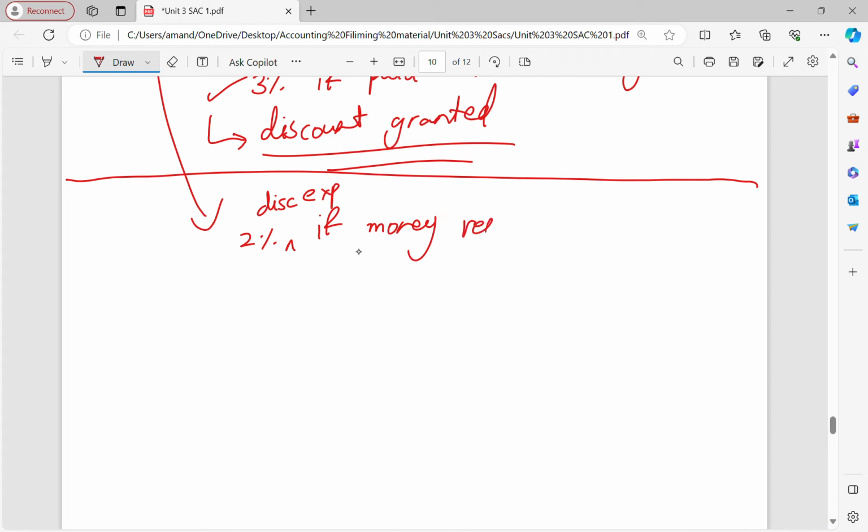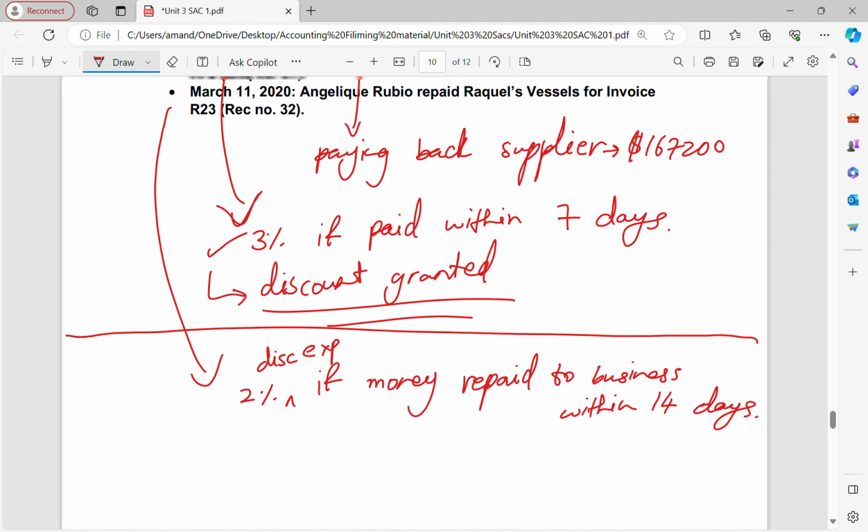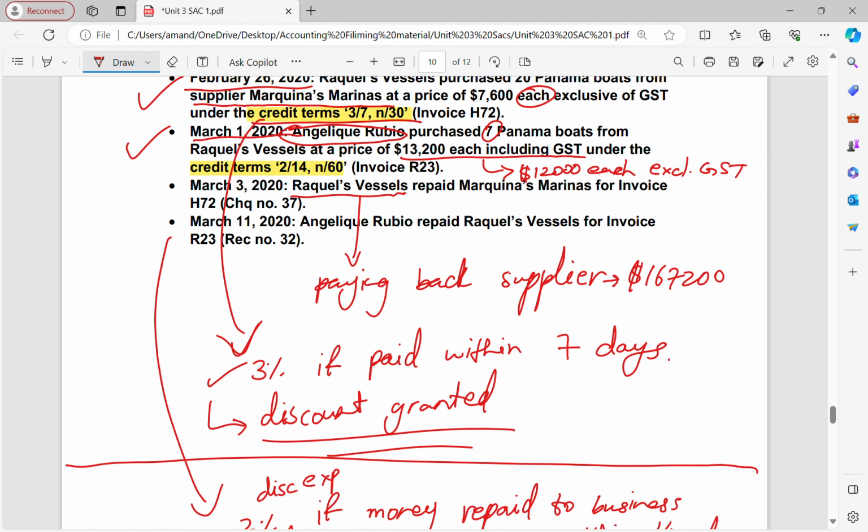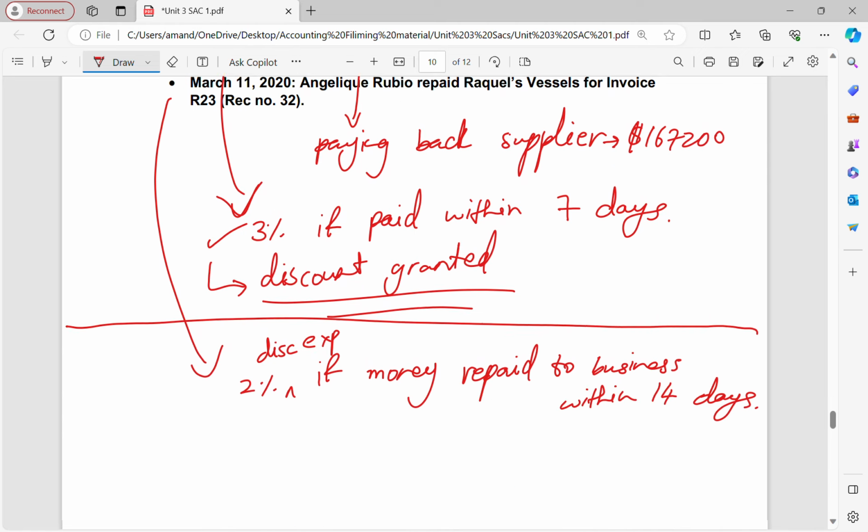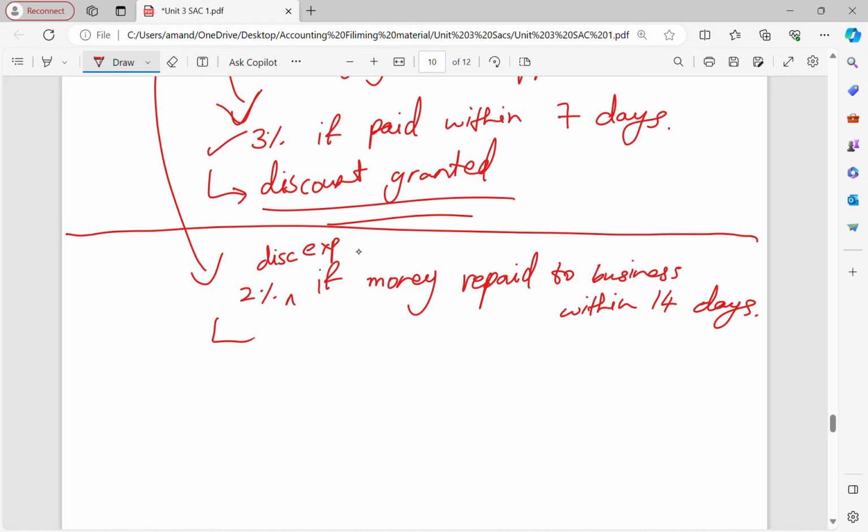2% discount expense if money repaid to the business we're accounting for within 14 days. Right, so they have clearly done it within 14 days because the 1st to March 11th is about 10 days or something. So yeah, they've done it. So discount should be granted.